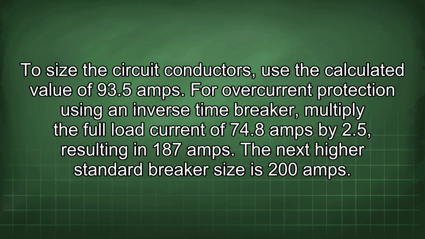To size the circuit conductors, use the calculated value of 93.5 amps. For overcurrent protection using an inverse time breaker, multiply the full load current of 74.8 amps by 2.5, resulting in 187 amps. The next higher standard breaker size is 200 amps.